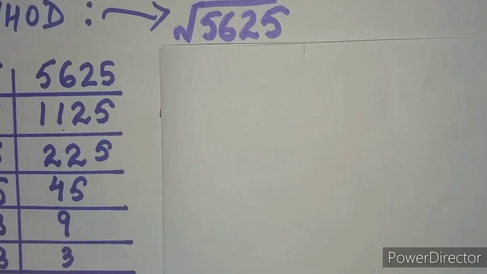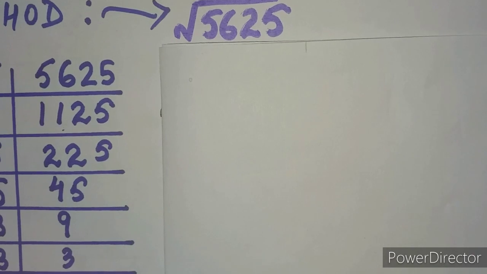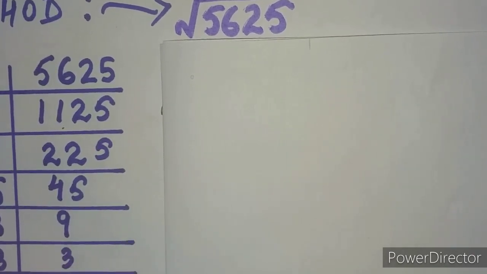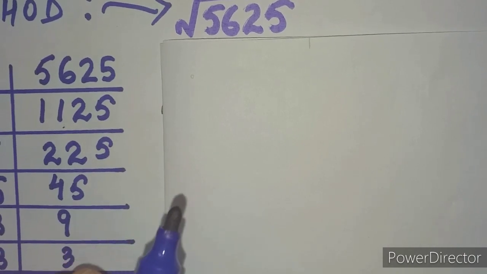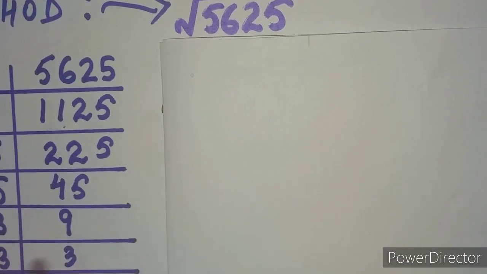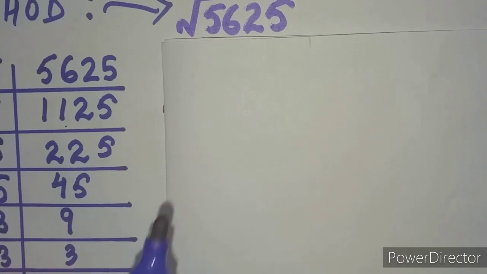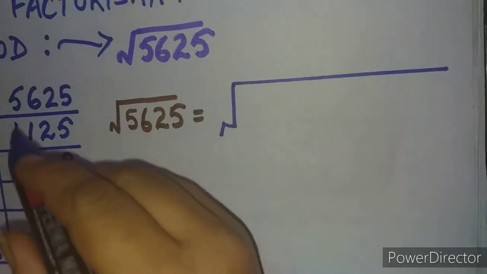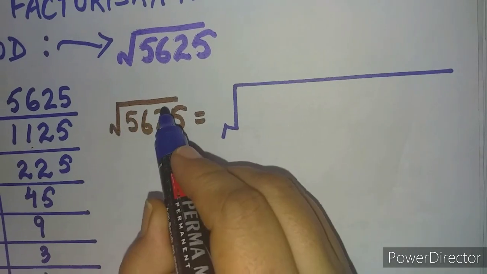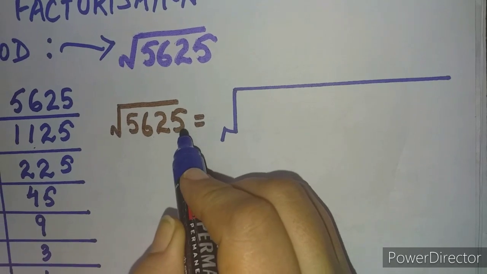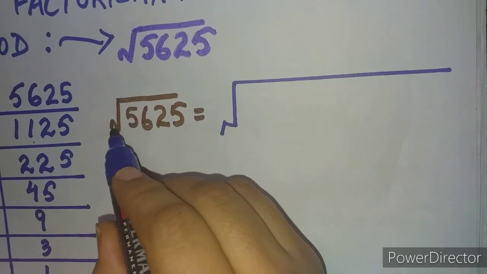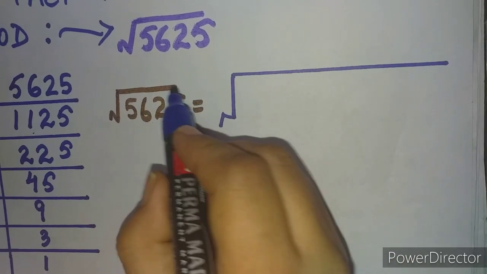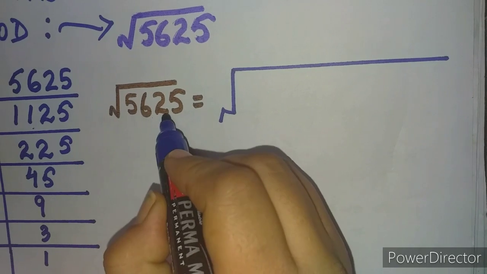Now the very next important step; 2-3 more steps we have to do. It is not a question of only finding the prime factors, but with the help of prime factors we are supposed to find the square root. So for that we have to perform 2-3 more steps. Now the next step is, once that process is over, we write this number 5625 under the square root sign. Students, this sign is very important. Without it the whole process will be meaningless. We have to find the square root, so you are supposed to write the square root sign here.